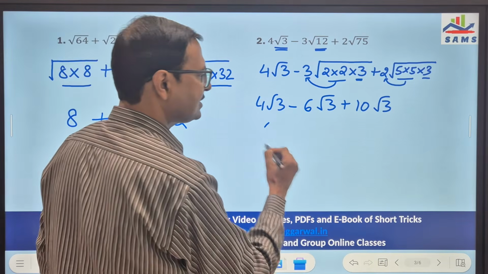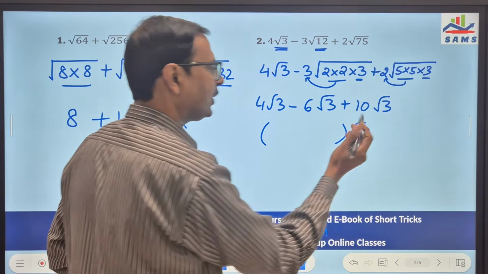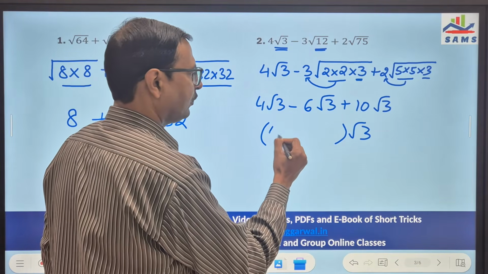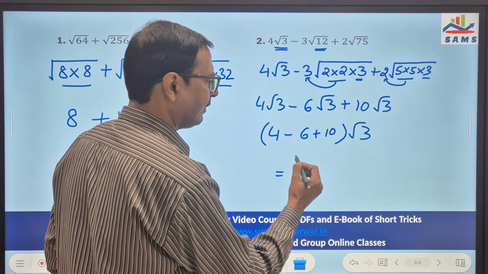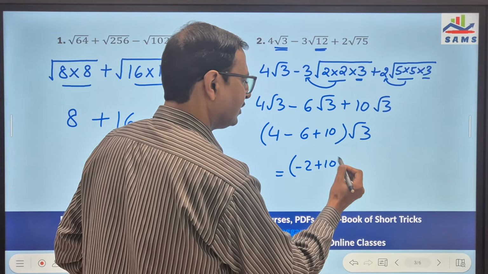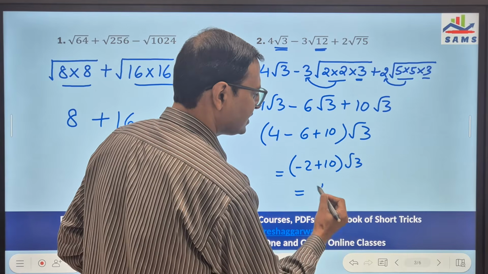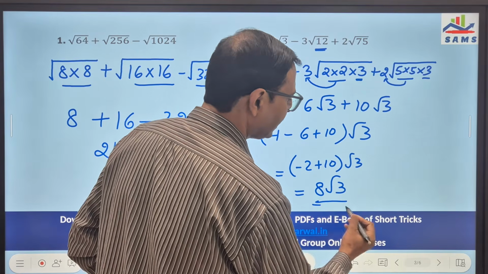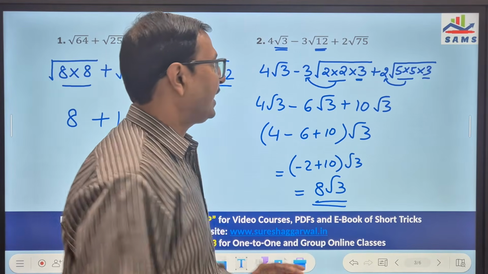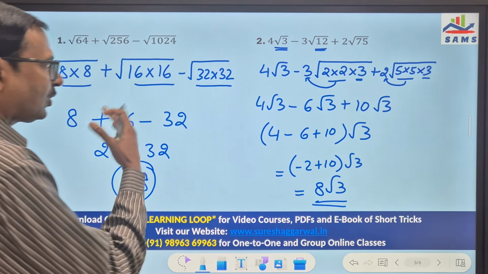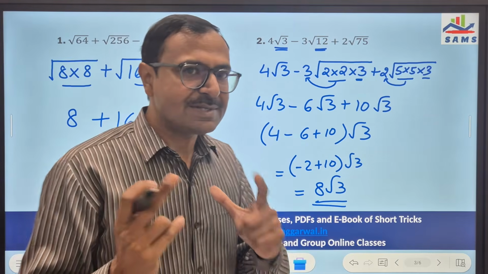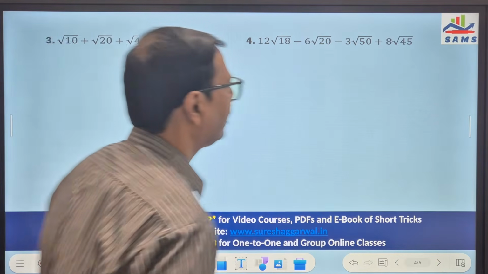So in all of these, you see the root 3, so you can take it as a common factor. So 4 minus 6 plus 10, which gives me minus 2 plus 10 root 3, and the answer is 8 root 3. See how we can subtract these irrational numbers using this concept which I told you in the previous slide. Let's practice some more questions now.